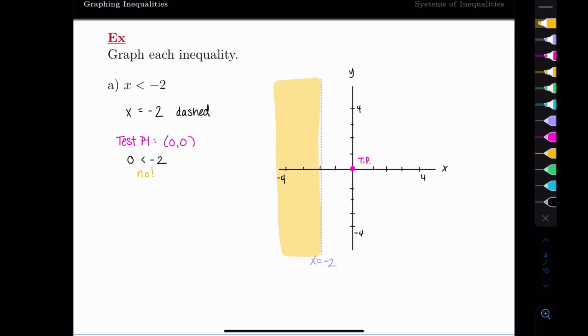Okay. So our solutions to these linear inequalities are always going to be graphs with some type of region shaded.